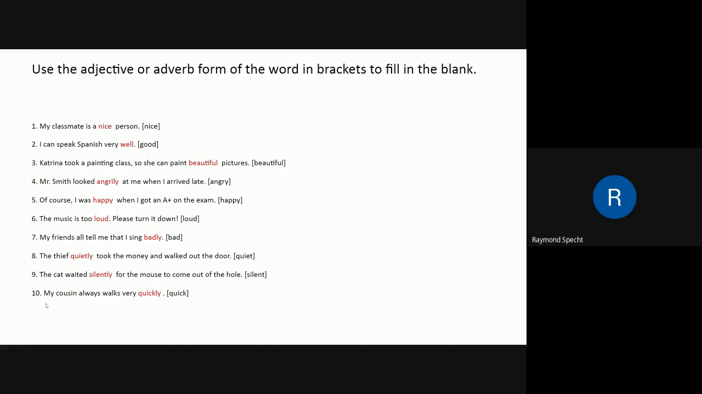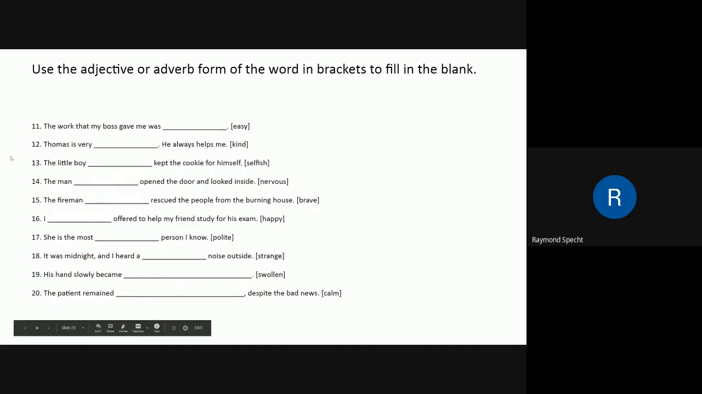Okay, we've got another page of exercises similar to this. Okay, again, you're going to use the adjective or the adverb form of the word in brackets to fill in the blanks. So you guys, again, take about 8 minutes, go through this, fill in your blanks, and then we will review it together.